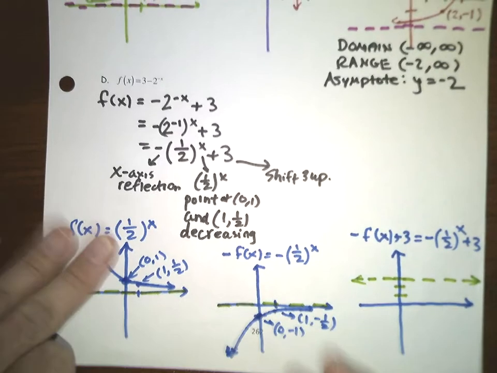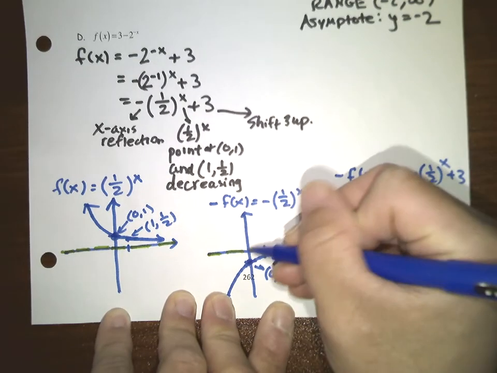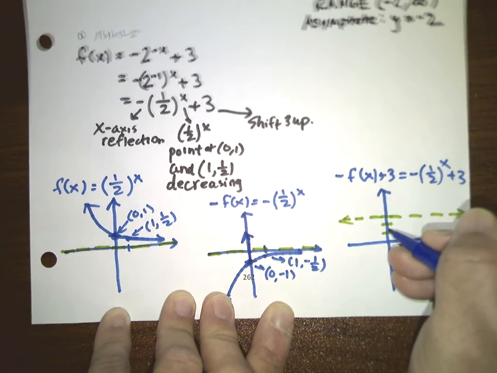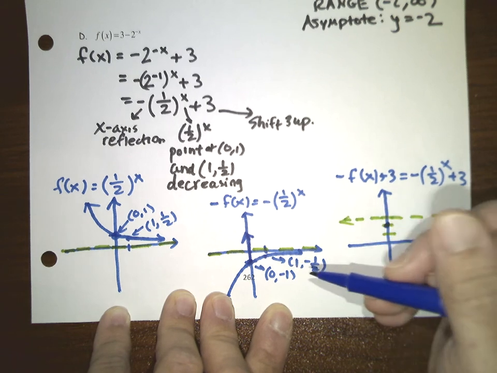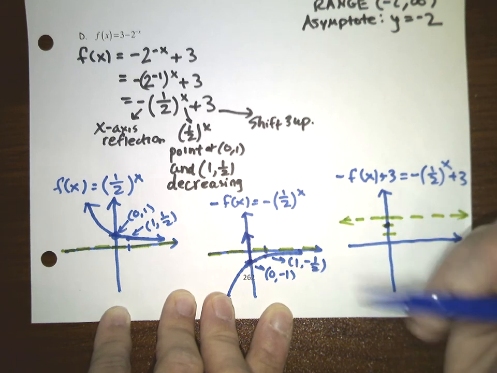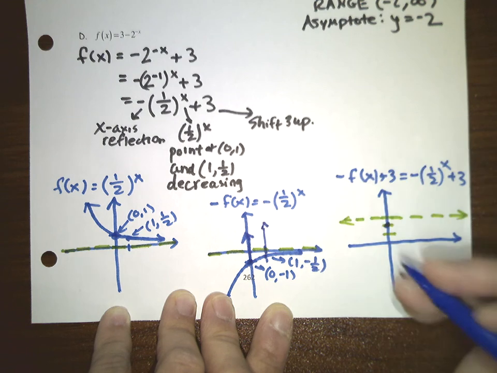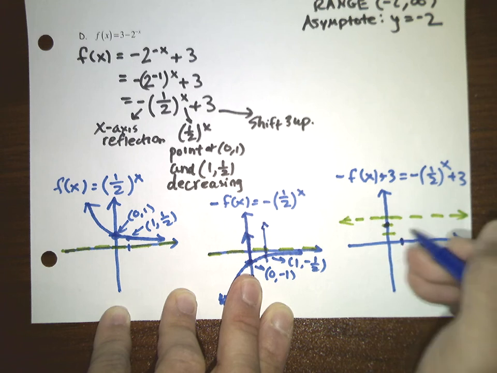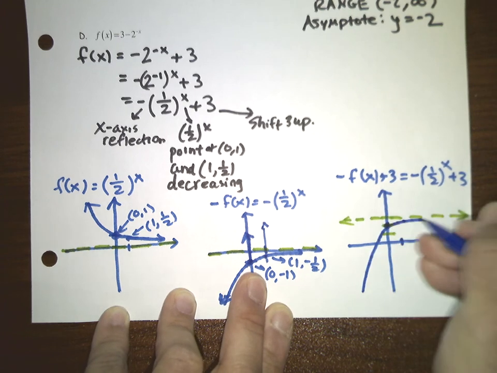All right, so don't forget to shift the asymptote up or down. And then if I shift the (0, -1) up 3 units, 1, 2, 3, it becomes (0, 2). And if I shift the (1, -1/2) up 3 units, it becomes (1, 2.5). All right, so (1, 2.5), and so the graph looks like this.